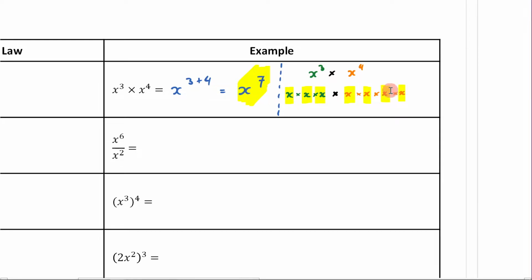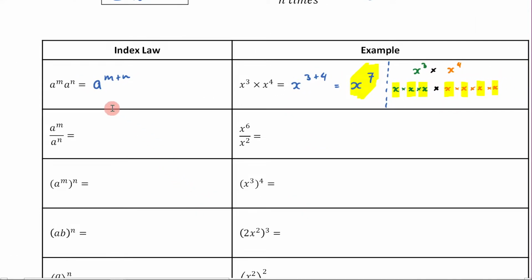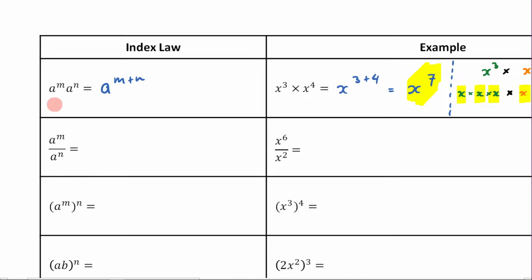Now, you'd be crazy to answer questions like this the long way when you can use this neat little hack, and that's what we wanted you to get used to. There's something you have to really take note of here, and that is that this law only applies when you have the same base. So we can put a little asterisk, and I'll do it in red: bases must be the same.